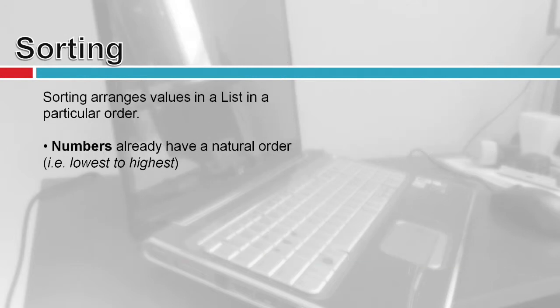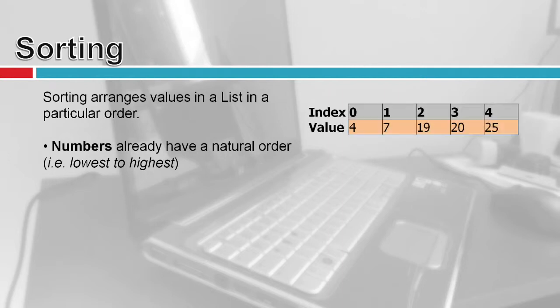Sorting. We're going to talk about sorting. Sorting arranges values in a list in a particular order. So the easiest way to talk about sorting is through numbers. Numbers already have a natural order to themselves, for example, low to high. We can see here that we can arrange numbers from lower values to higher values. They have some sort of intrinsic value to them. I can do the same thing backwards. I can start with high and work my way lower.